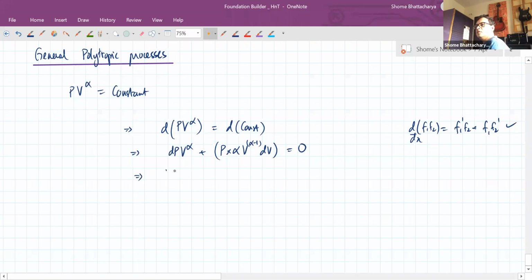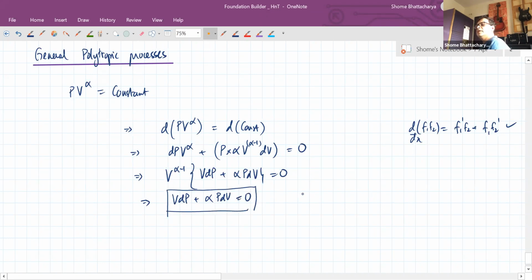So from this, if we take V to the power alpha minus 1 common, we have V dP plus alpha P dV is equal to 0. Which means that V dP plus alpha P dV only must be 0, because obviously the volume can't be 0. So this is equation 1 that we are getting. This is basically from the polytropic formula PV to the power alpha is constant. From this we are getting this first equation.